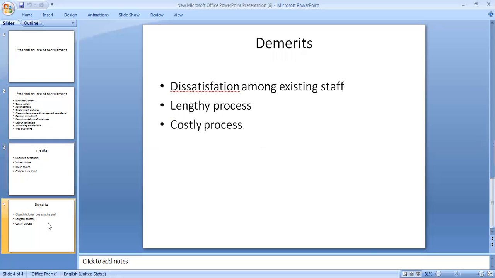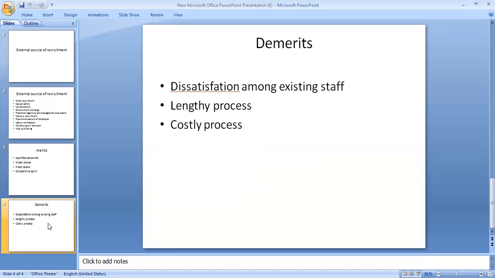And now to be discussed, demerits. Dissatisfaction among existing staff, that is obvious. When new employees come into the organization, they sometimes really feel disgusted, and they feel that management is not trusting them. That is also one of the demerits, and they will never cooperate with new rules, and they will go for creating one or another new issue. So that is obvious. And the next one, lengthy process.